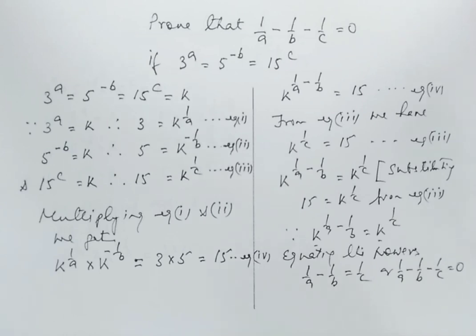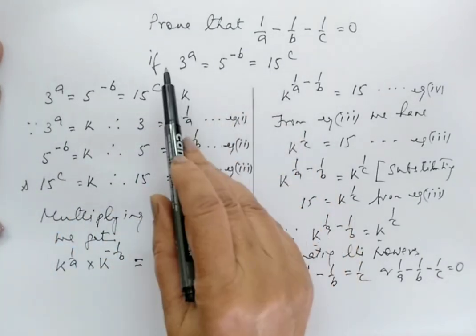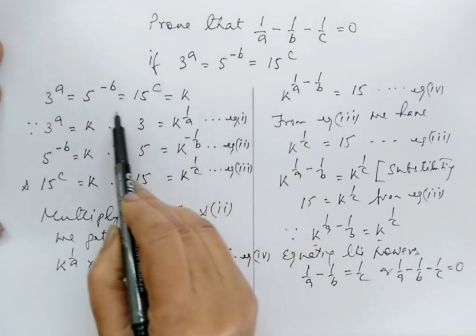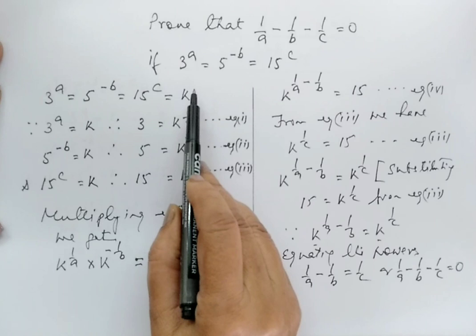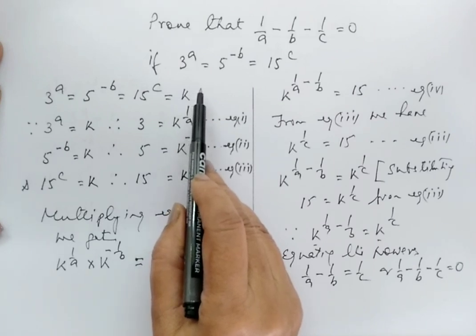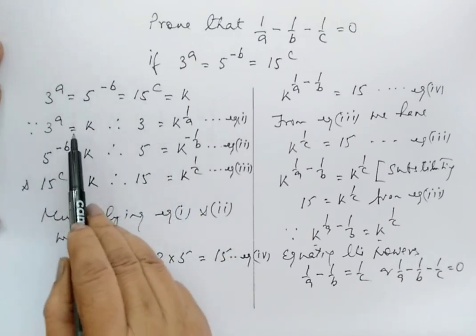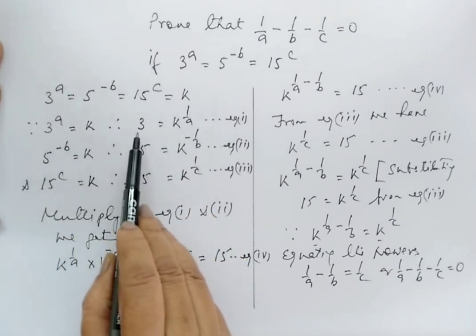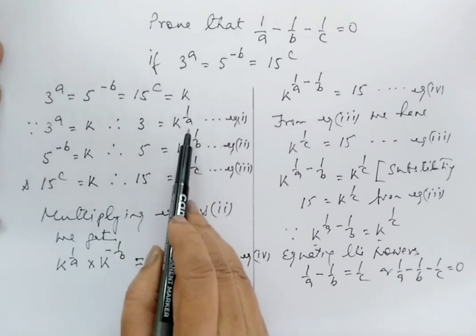Just that if I need to reinforce this, let me go about it, since they have given this as a condition. The first thing would be to equate them with a k. They must be equal to a quantity which is equal to all of them. Which means if this is equal to k, separately we try and find out the value of 3 in terms of k, which we get as k to the power 1 by a.